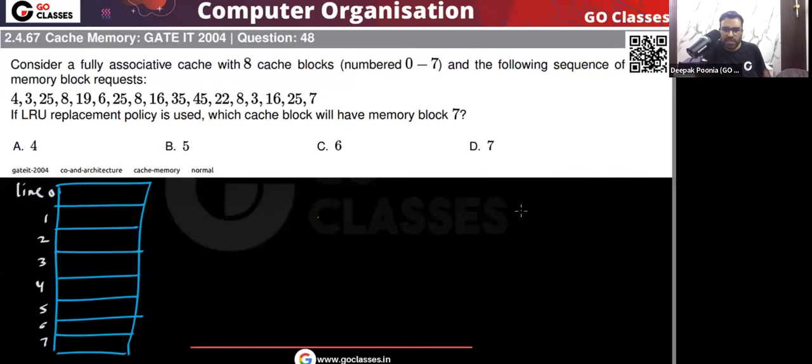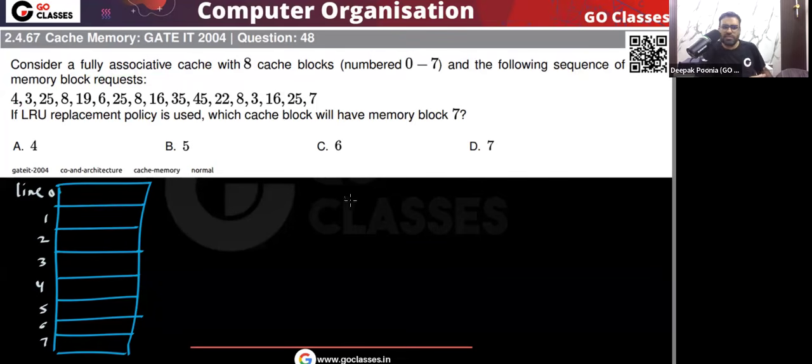But if you remember one thing, any memory block can map to any cache line. So for example, this 4, tell me where it will map to? Anyone want to tell me? This memory block 4, to which line will it map? You might be thinking that it will map to this line number 0, right? But actually, we have a fully associative cache memory. So any memory block, like this memory block 4, can map to any cache line. You can put it in any cache line because it is a fully associative cache memory. Okay, is this clear?